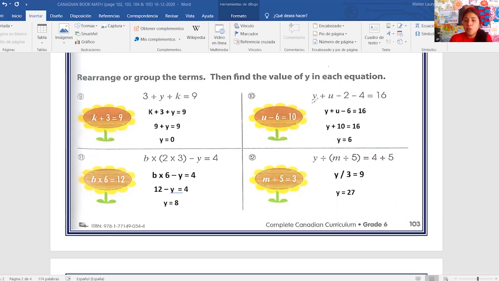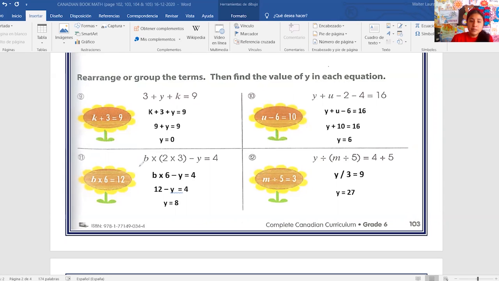In this case, we have y plus u minus 2 minus 4 equals 16. Okay, we need to rearrange, yes. Y plus u minus 6, right? Equals 16. Oh, miss, we have here the value of u minus 6, right? Yes, y, we copy the same, plus u minus 6 is 10, miss. Yes, we replace here, equals 16. That means 16 minus 10 equals 6. So the value of y is 6, yes. What about the next one?